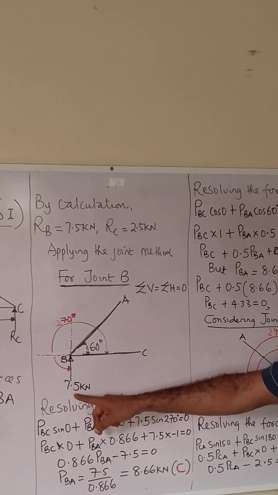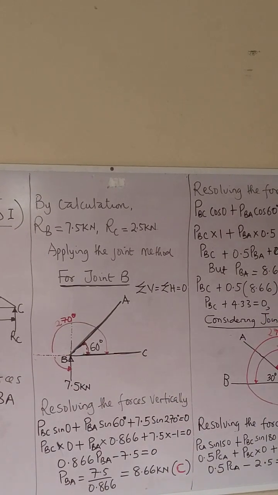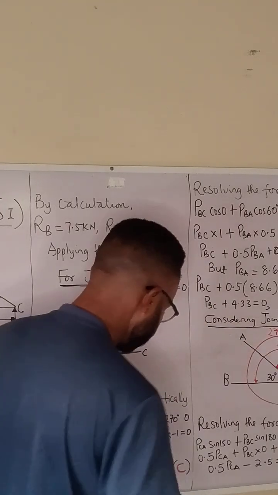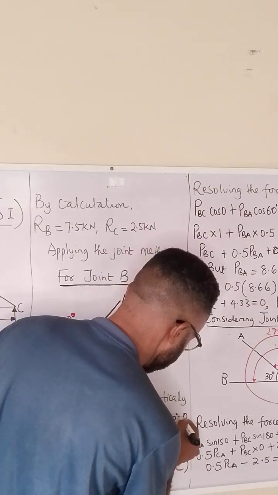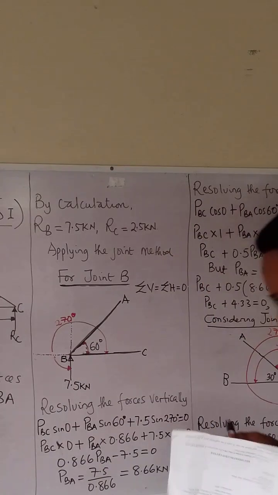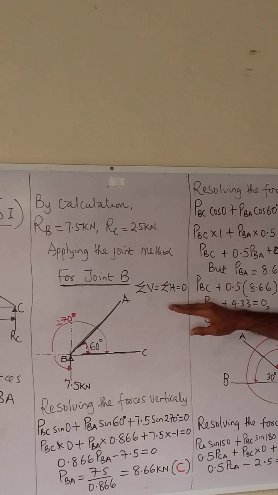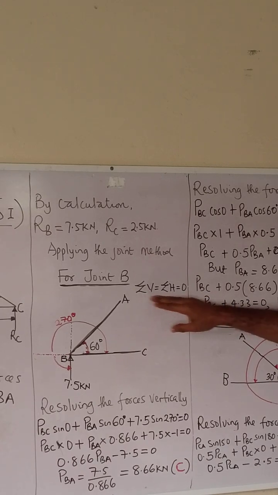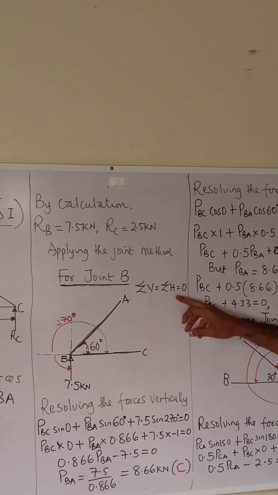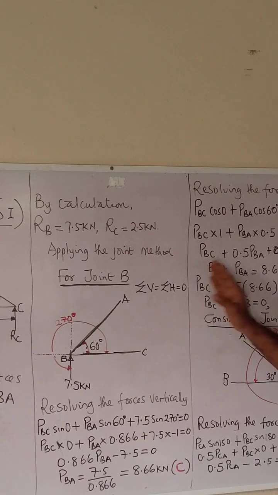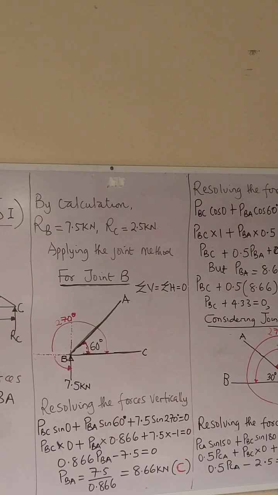Plus, the last force is 7.5, inclined at 270 degrees, and we equate it to 0. We are equating it to 0 because we have made a mathematical statement here that the summation of vertical forces, like the summation of horizontal forces, will be equal to 0. That's why we've equated it to 0.